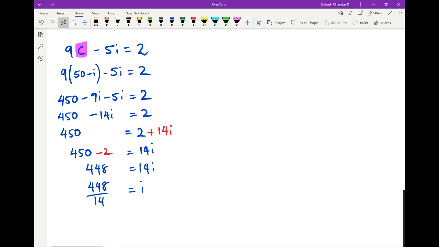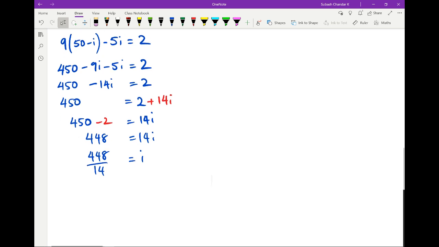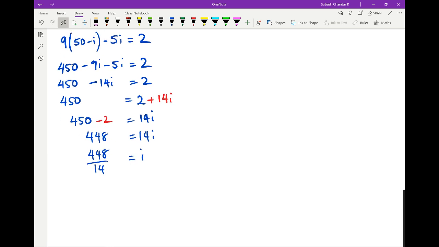Okay, so we've got this number, 448 divided by 14, and yes, we've got to actually do this without a calculator. Now you're sitting there thinking, oh my god, this is really annoying. How am I supposed to do this without a calculator? So I'm going to show you guys a couple of little tricks here. Even if you don't know your times table for 14, I'm just going to show you some tricks.